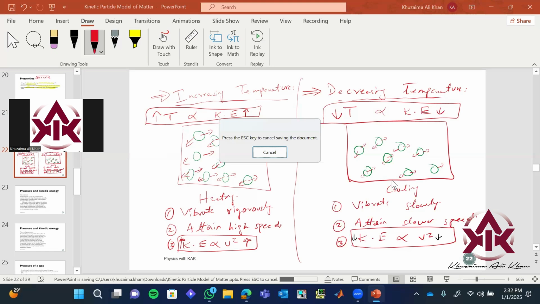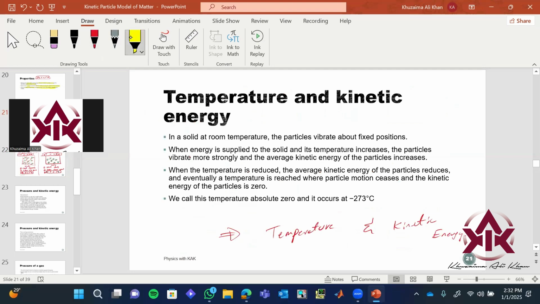So this is exactly written over here in your slides. Let me just read it for you guys. At room temperature, the particles vibrate about fixed positions. They have not enough space to move freely. When energy is supplied to the solid and its temperature increases, the particles vibrate more strongly and the average kinetic energy of the particles increases. Again, temperature is directly proportional to kinetic energy. When the temperature is reduced, the average kinetic energy of the particles reduces, and eventually a temperature is reached where the particles cease moving and the kinetic energy is zero.